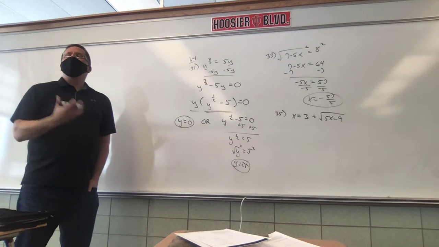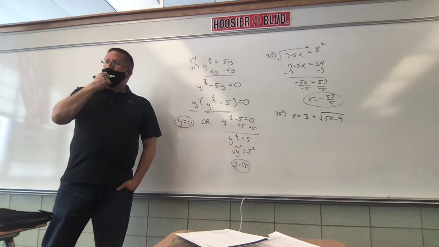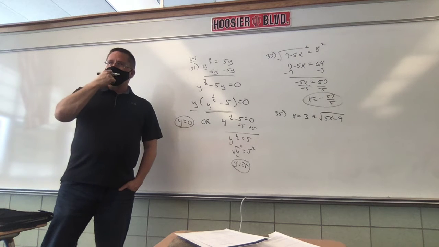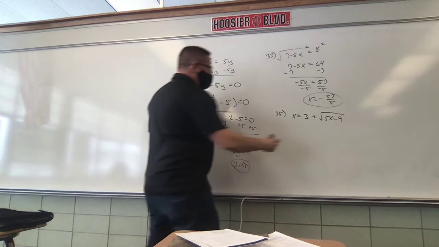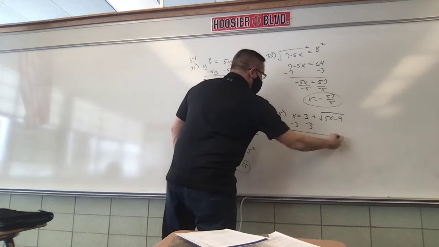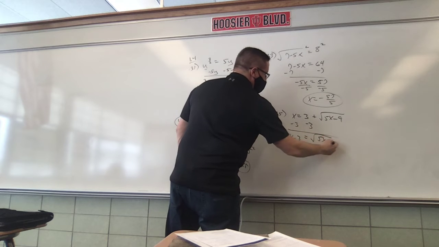Minus 3. Why? What are you trying to do? If you minus 3, that's exactly what you do first. We're going to square after that. Why do we minus 3 first? Get the radical or get the square root by itself. That's what you want to do, is get the radical by itself. Minus 3, minus 3. So x minus 3 equals radical 5x minus 9.